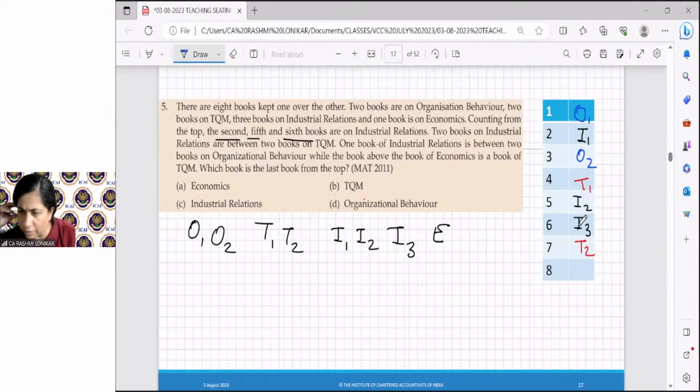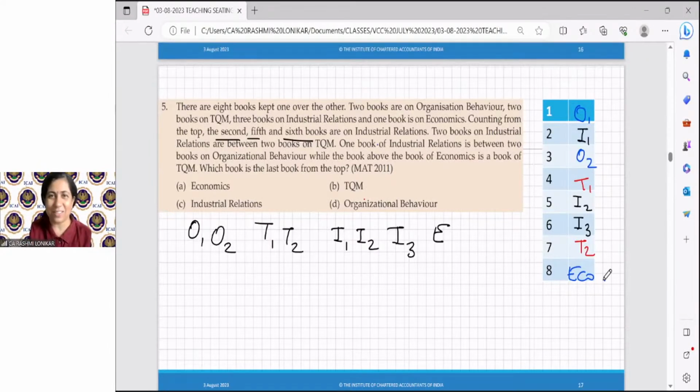1, 2, 3, 4, 5, 6, 7. What is the remaining book? Economics. So this eco book will come in the last. Everybody's already studied economics, they'll keep it in the last. So the last book will be eco. Then you will have a TQM. Then you will have 2 books of industrial relations. Then you have another book of TQM. Then you will have organizational behavior. Then industrial relations, and then on the top you will have organizational behavior. This is how it will be. So which book is the last book from the top, from here downwards? Economics. So 5 will be A.